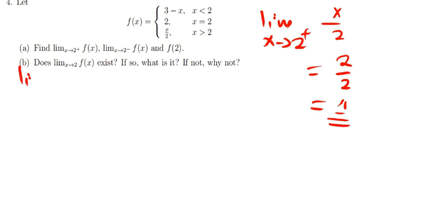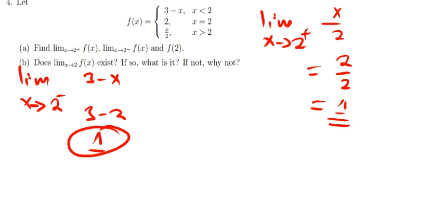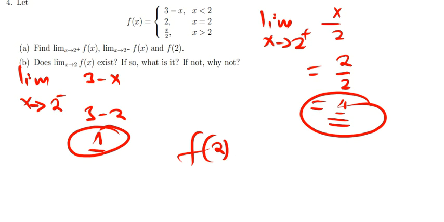Then for the limit as x approaches 2 from the left side, I'll get the first one. So 3 minus 2. 3 minus 2 is 1. Now the limit as x approaches 2 from the left side is equal to the limit as x approaches 2 from the right side. Therefore the limit exists. Now they are saying find f of 2. So when x is exactly 2, the value of y is 2.